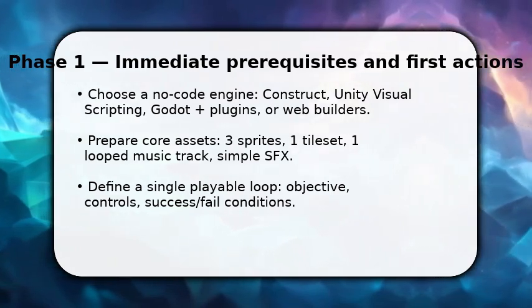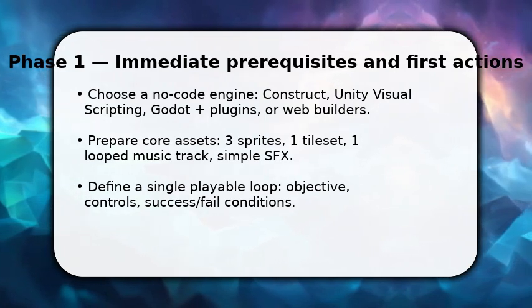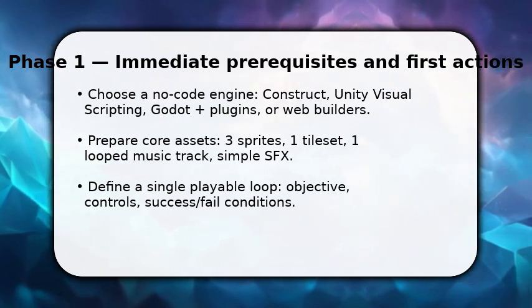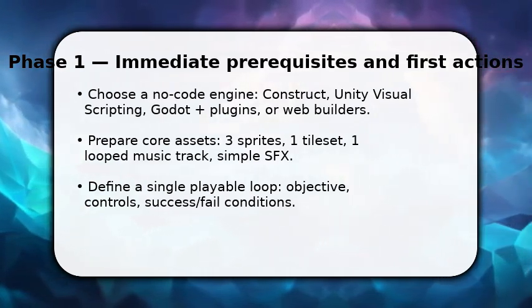Set controls, a clear objective, and success or fail states. Once done, wire a simple event that moves a player's sprite and triggers a sound. This gets you into rapid testing immediately.